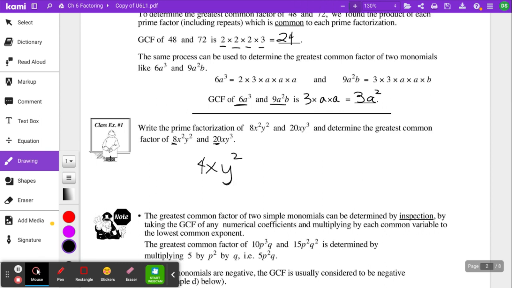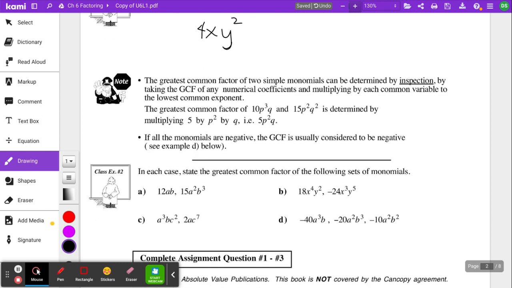Picking it up? All right. Here's this little note guy. The greatest common factor of two simple monomials can be determined by inspection by taking the greatest common factor of any numerical coefficients. Those are the numbers involved. And multiplying by each common variable to the lowest common exponent. So the greatest common factor between 10p cubed q and 15p squared q squared is 5p squared q. Are you surprised by that?